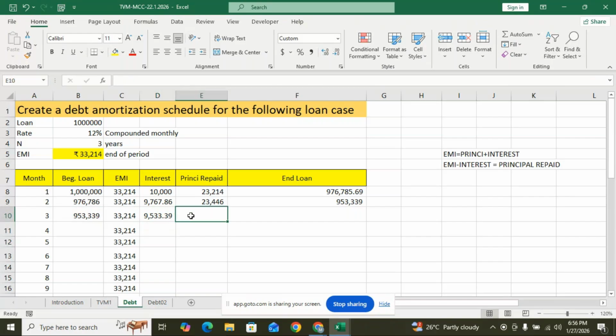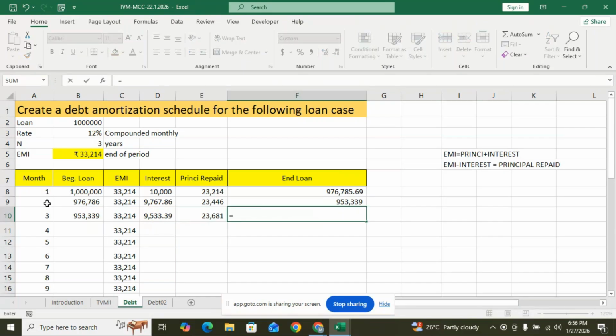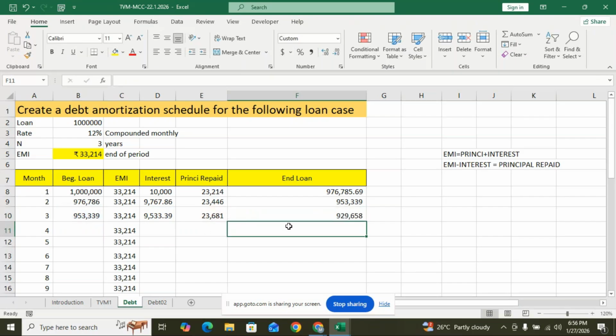Principal repaid is equals to EMI minus interest. EMI minus, I've given you a C towards the right hand side. EMI minus interest. Press enter. So this is a principal amount repaid. So end of the loan is equals to beginning amount of your loan minus principal repaid. Press enter. Like this, you're supposed to get it. Is that clear, pa? Yes, ma'am.